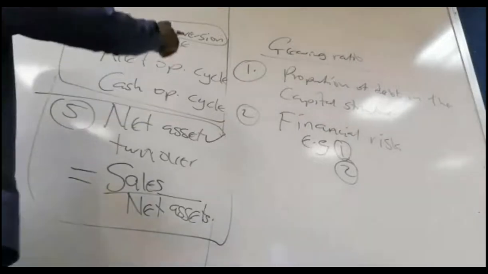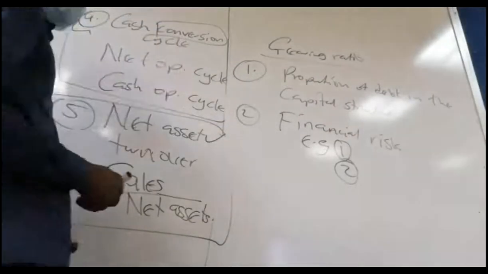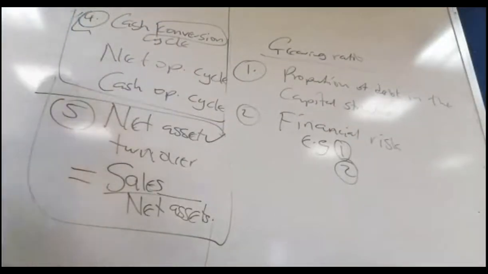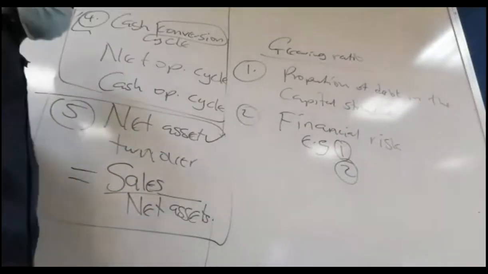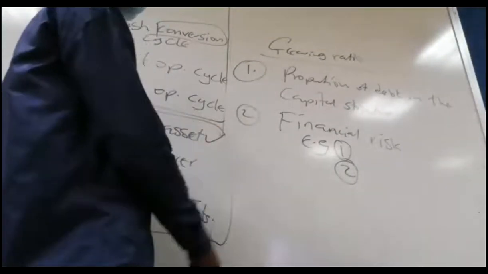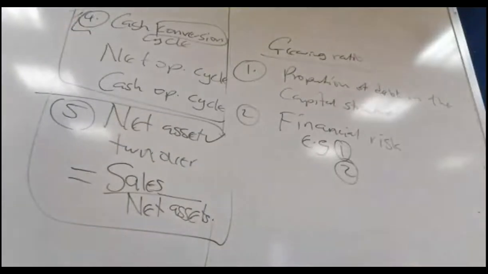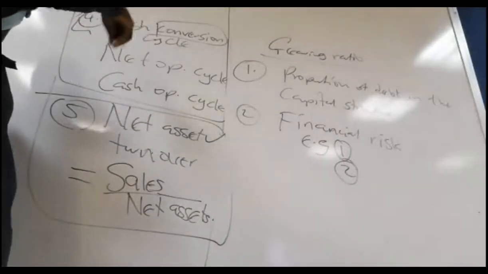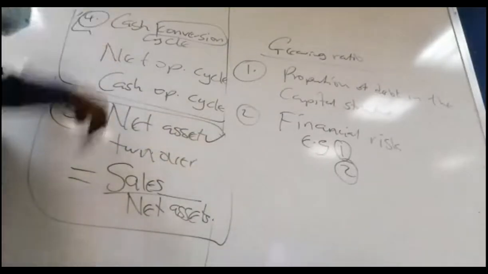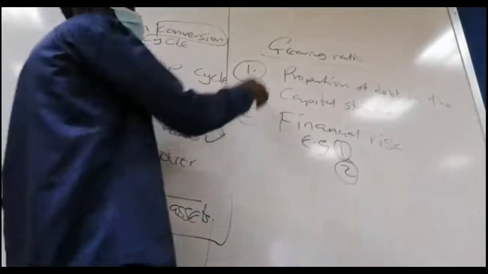Now, the efficiency ratio also measures what we call operating risks. So there are two types of risks in the ratios: financial and what? Operating. The operating risk is being measured in what? The efficiency. Good. Financial risk is measured in gearing.